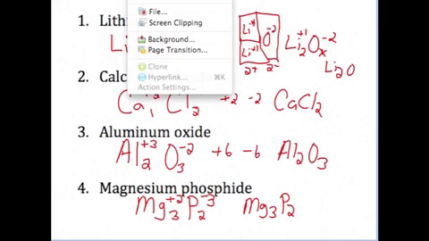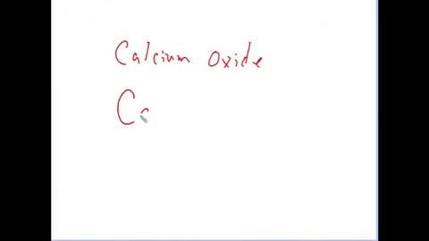Now, sometimes you get this circumstance right here. Let's say we had calcium oxide. If you look up calcium on the periodic table, it's going to be calcium +2. And oxygen is -2. If the charges equal each other, you only need them in a 1-to-1 ratio to balance the charges out, because 1 +2 balances out 1 -2. So you would just write that as CaO, and then you would be done.